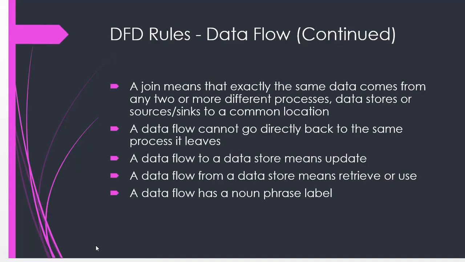Then a data flow to a data store means we are updating data. A data flow from a data store means we are retrieving data. So if an arrow is going towards a data store, we are updating data and storing it there. If it's coming from a data store, we are actually retrieving information from the data store.